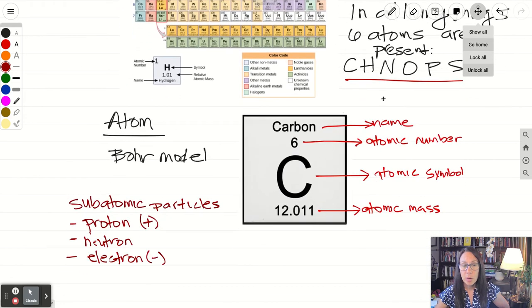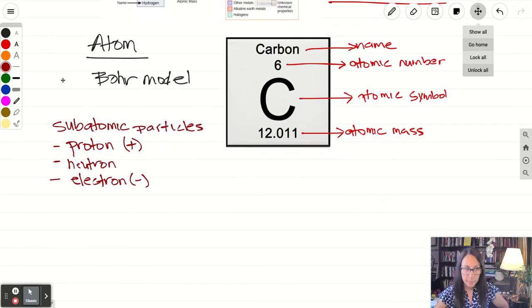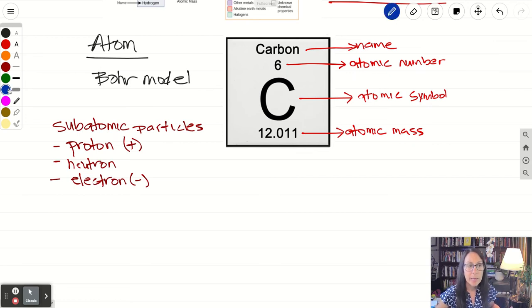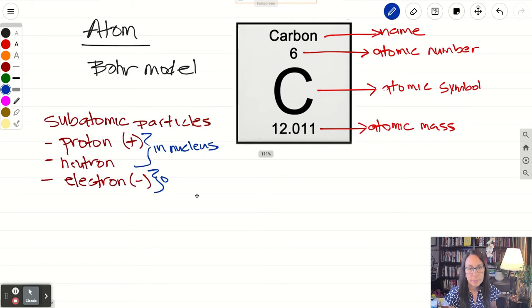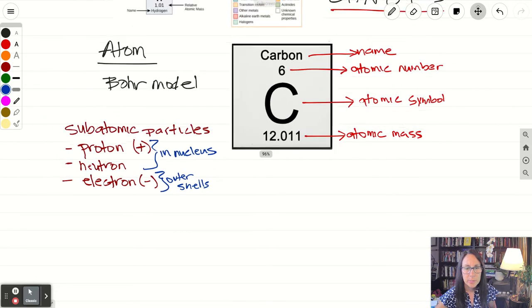Let me draw a Bohr model for you for carbon. This is how we are going to represent atoms in this class. You first draw the nucleus, and inside the nucleus, you have the protons and the neutrons. So I'm going to write protons and neutrons are in the nucleus, and the electrons are in the outer shells. Whoops, sorry, outer shells. Let me scoot that back.